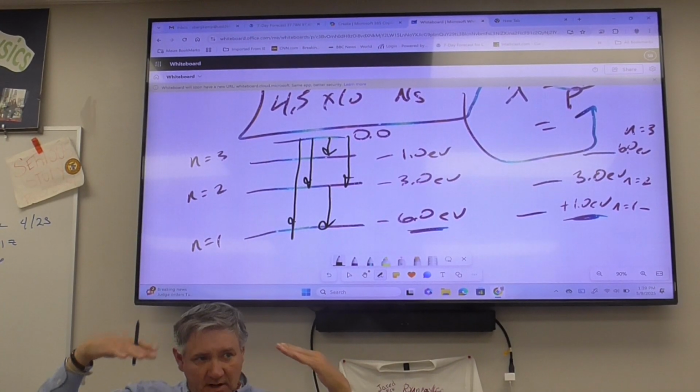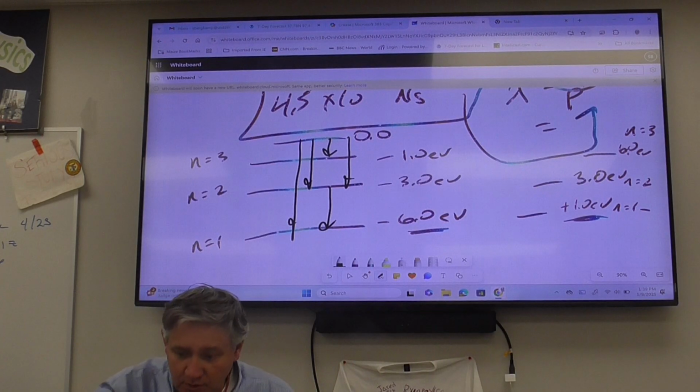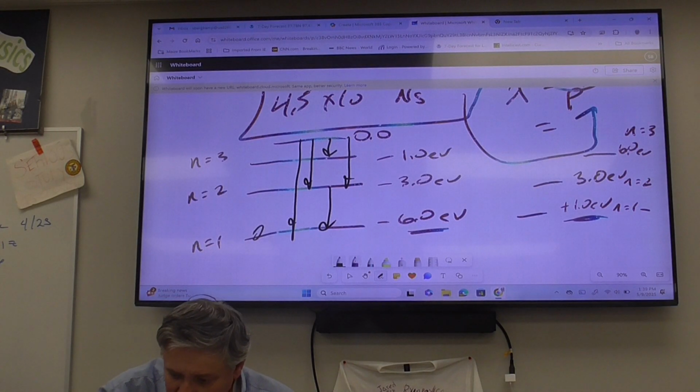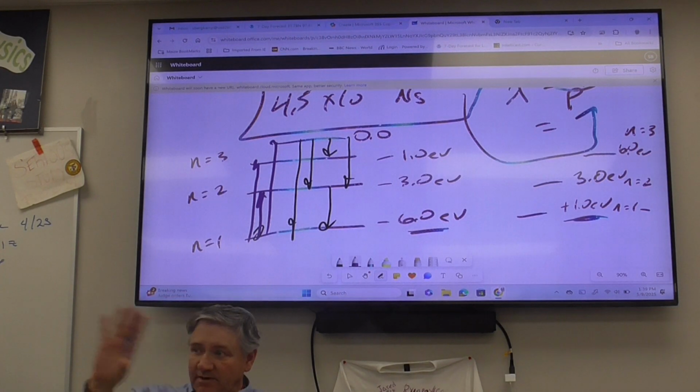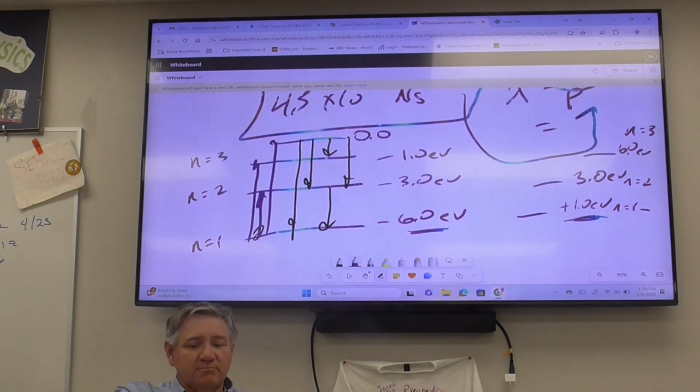Whereas on an absorption spectrum, you can only go from the ground level up. So I can only go from here, I can go to there, I can go to there. So if you're given a comparison, your emission spectrum is more complex than your absorption spectrum.